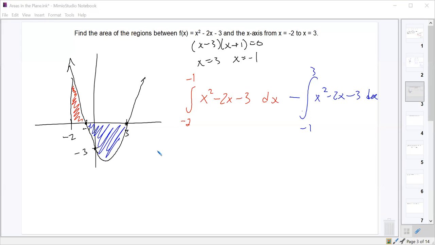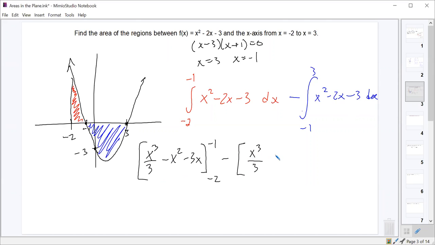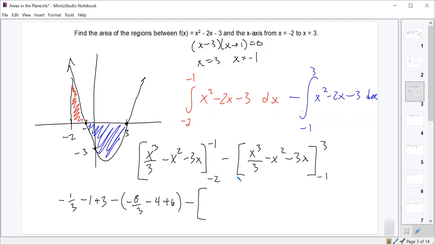Yeah. Okay. So our integral should be x cubed over 3 minus x squared minus 3x. We're going to evaluate it from -2 to -1 and then subtract. Same thing, right? It's the same function, so it's still x cubed over 3 minus x squared minus 3x, except this time from -1 to 3. And that ought to give us what? -1/3 minus 1 plus 3 minus, this will be a -8/3 minus 4 plus 6. And then we will subtract all of this. 27/3 is just 9 minus 9 minus 9. And then minus, this will be a -1/3 minus a 1 plus a 3, just like we had to start with. Everybody agree with that?